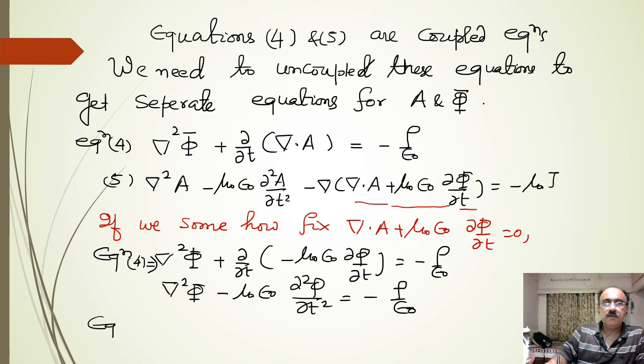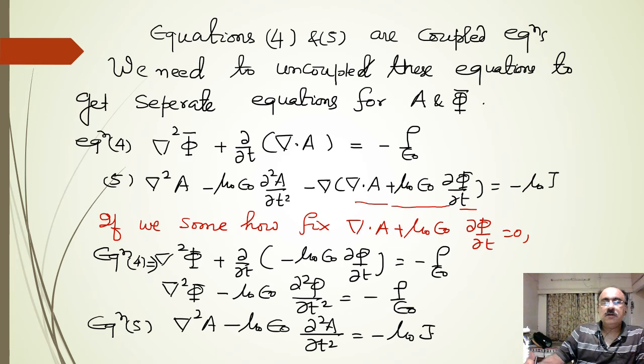And equation 5 becomes the more familiar form of the wave equation, which we have all studied in our earlier classes: del 2 A upon del t2 is equal to minus mu 0 into J. But now the question arises, how can we fix the value of divergence of A plus mu 0 epsilon 0 del phi by del t equal to 0?